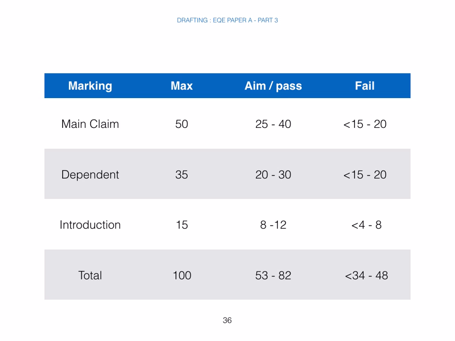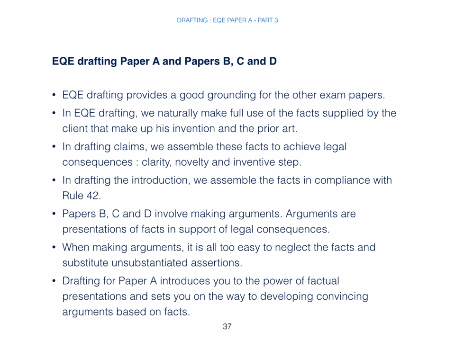Now I'd like to turn to the influence of the drafting paper A on papers B, C, and D of the EQE. EQE drafting provides good grounding, in my opinion, as a basis for your work on the other exam papers. In the EQE drafting, we naturally make full use of the facts supplied by the client that make up his invention and the prior art. In other words, the drafting paper is a very factful paper.